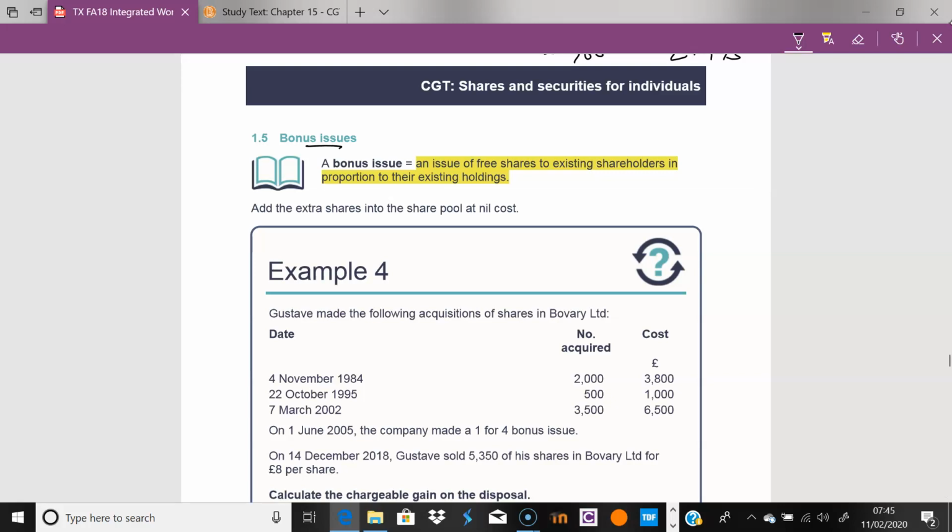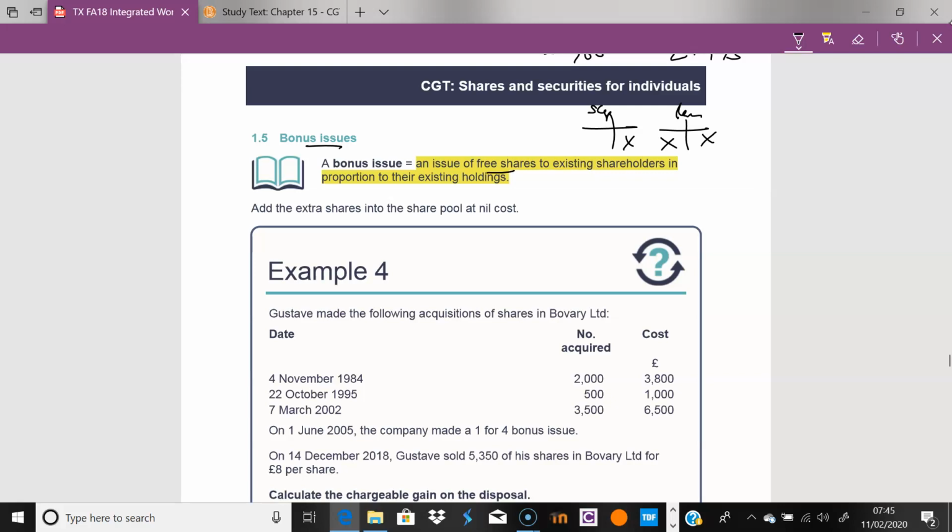Now, from an accounting point of view, the double entry for a bonus issue is literally this: you have some reserves that you can't distribute, but you want to keep everything within the company and the shareholders. So here's share capital. What you do is debit reserves, credit share capital. You're literally moving a reserve into share capital. That's what this idea of free shares looks like ultimately.